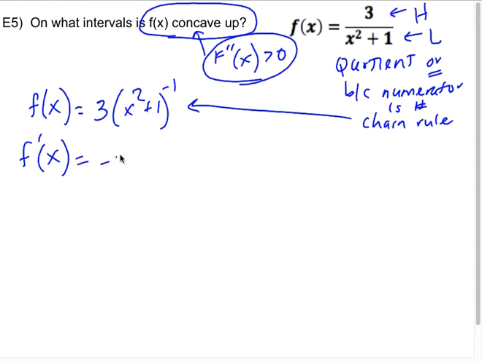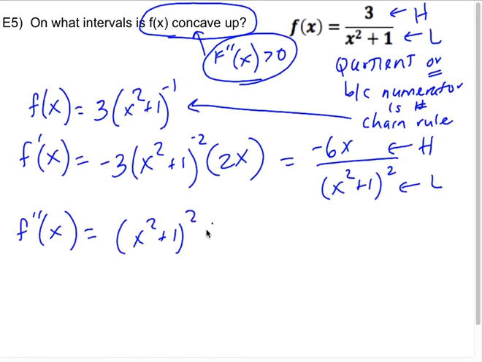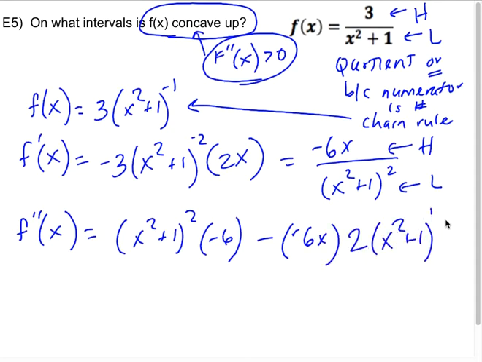So I'm going to get negative 3 times x squared plus 1 to the negative second times the derivative of the inside, which is a 2x. Now I'm going to use a quotient rule. The reason I'm going to use a quotient rule now is because now the high function is not just a constant, so it would be a product rule if I did it this way. I'm going to go ahead and use a quotient rule. So my f double prime of x is going to be low d high minus high d low, which is going to be a 2 times x squared plus 1 to the first times a 2x.